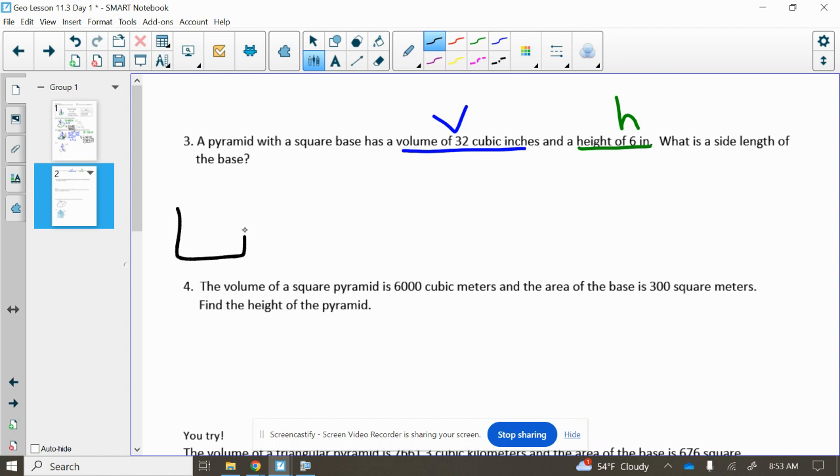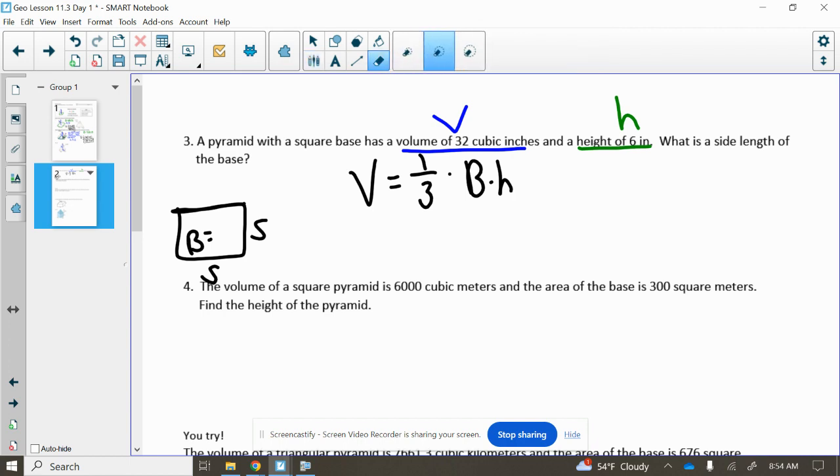So again, think about a square base. If we know the area of that base, we can eventually work to find what the side length is because we know these are the same size. So what we're going to do is first plug into that volume formula the pieces of info that we do have. First thing we have is that the volume is 32. We are also given that the height this time is 6.